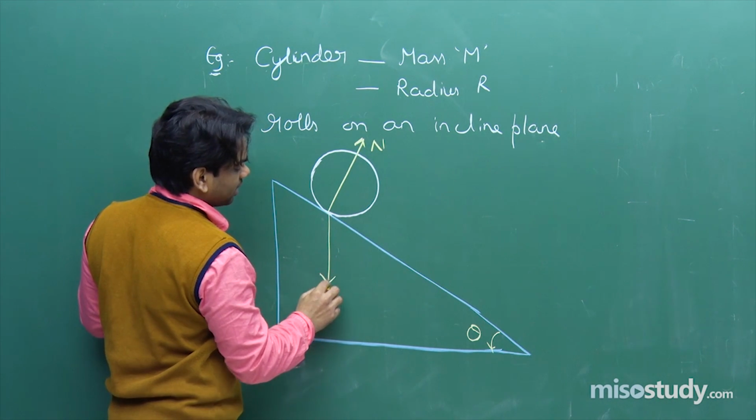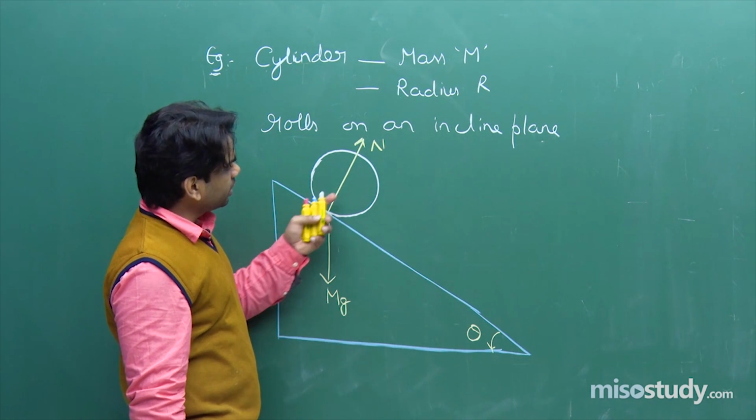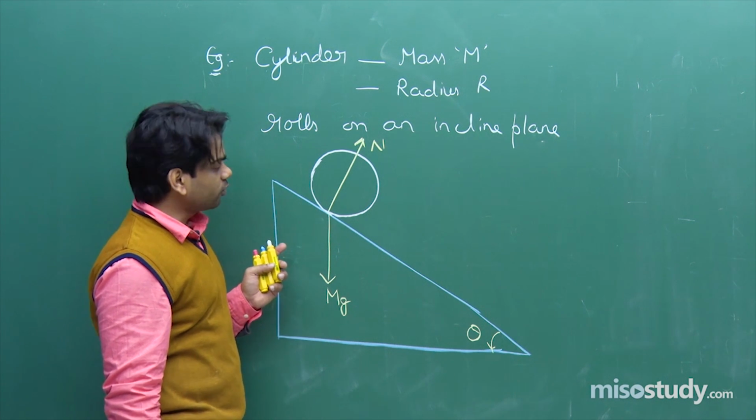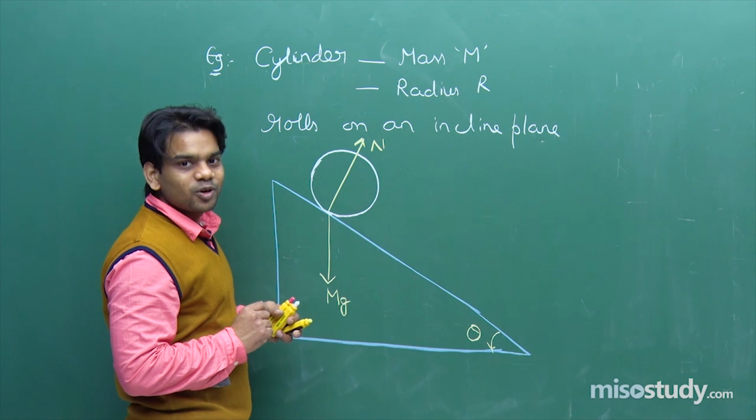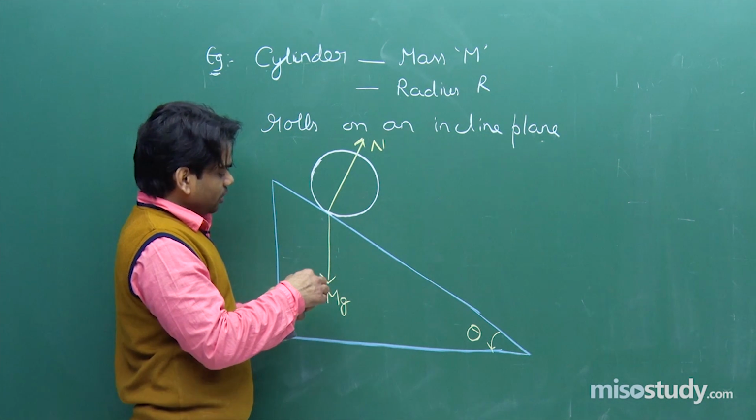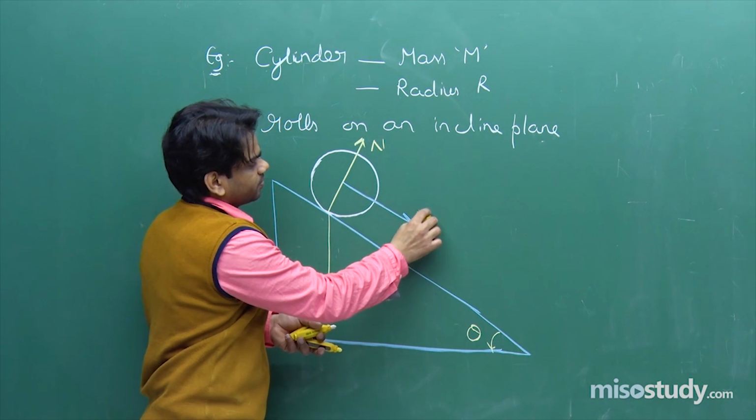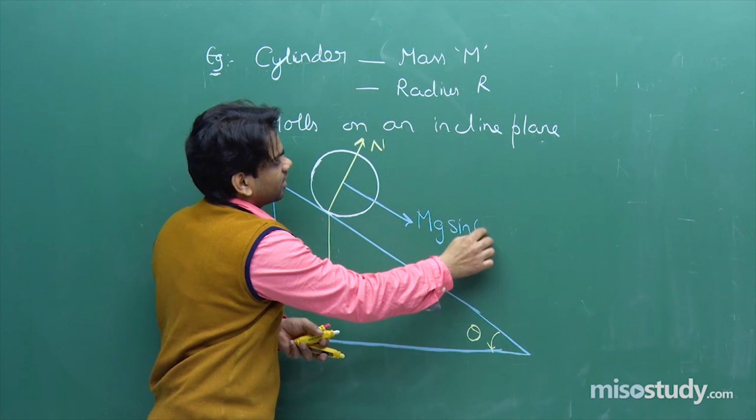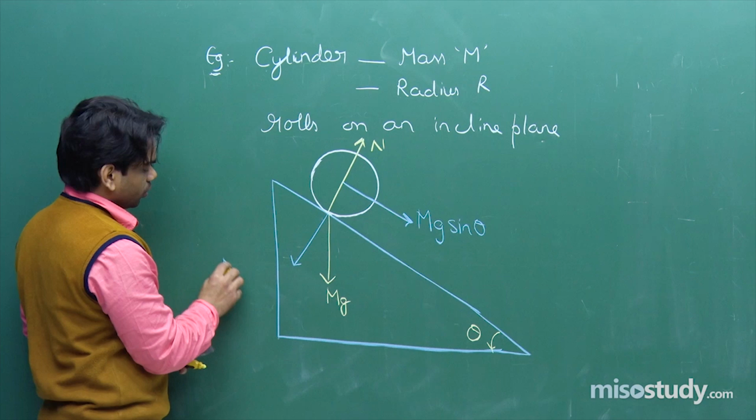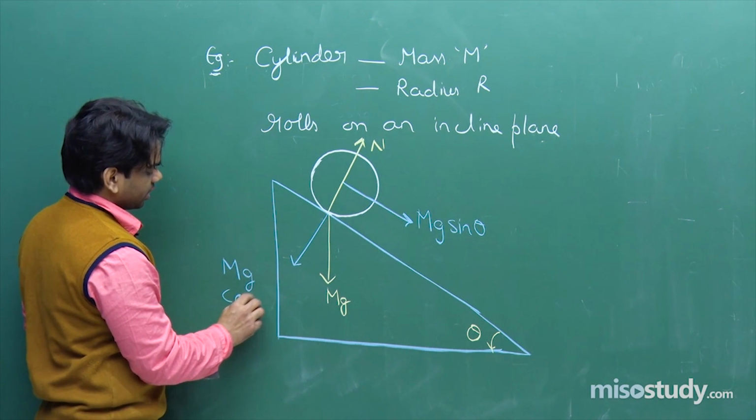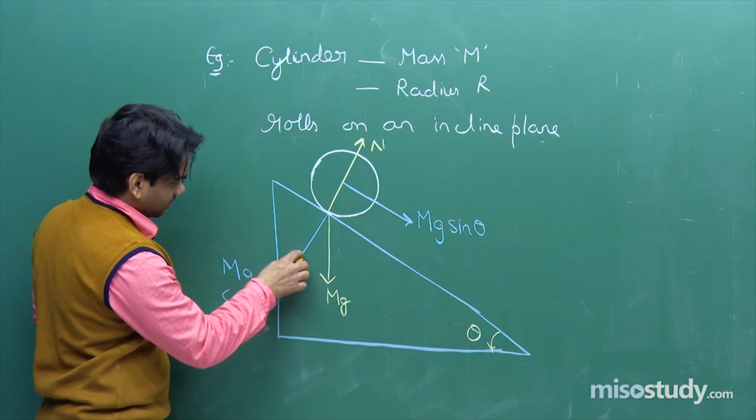Again, mg will be acting along the shown direction. Although I should show mg coming from the center, I have shown it here for the clarity of the figure. Next, see here, mg's two components, mg sin theta and mg cos theta, will be acting. Let me show you mg's two components. Mg sin theta I am marking from the center of mass. Mg sin theta will be acting here and mg cos theta should be acting here. Let me show mg cos theta separately. This force which I have shown is equal to mg cos theta.